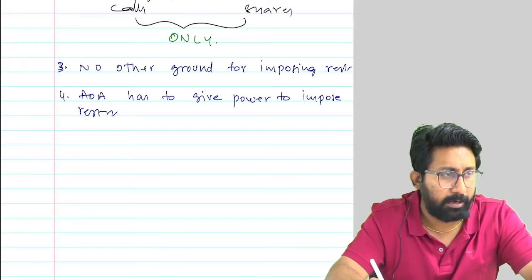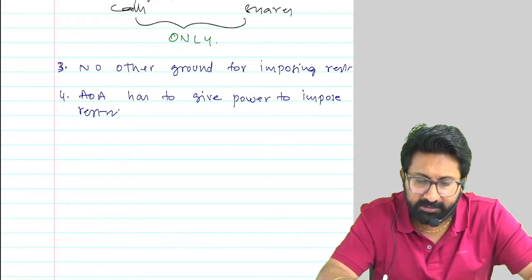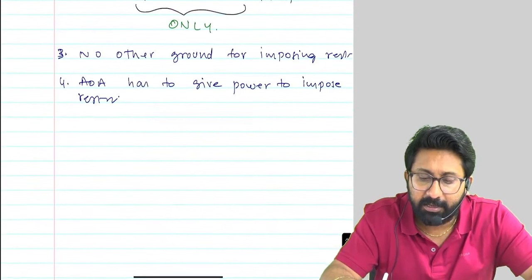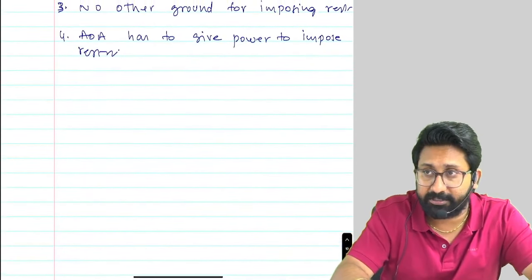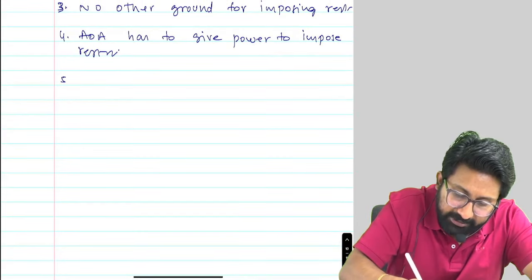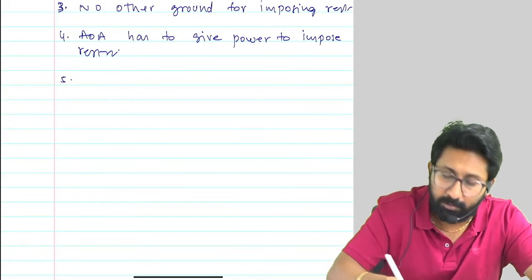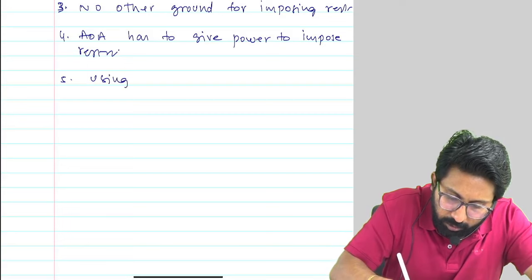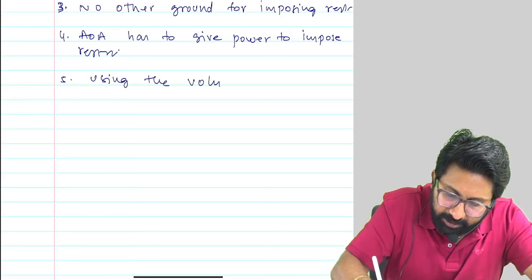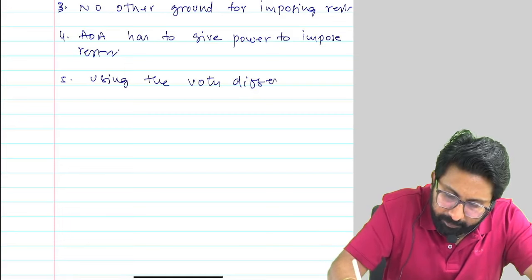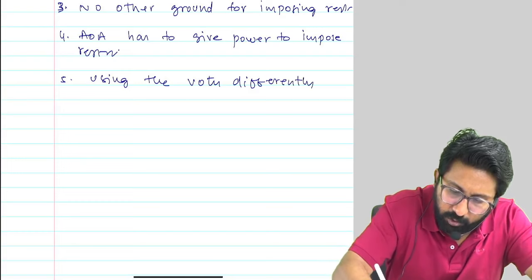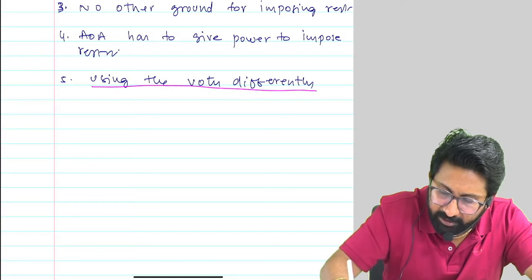Okay, that's all. With this, we completed which concept? Restriction on voting rights. Okay, but one last point is there, write down. Using the votes differently. Underline that.